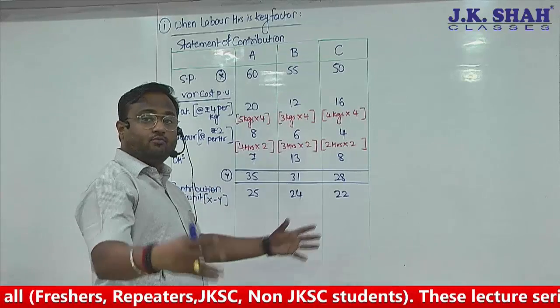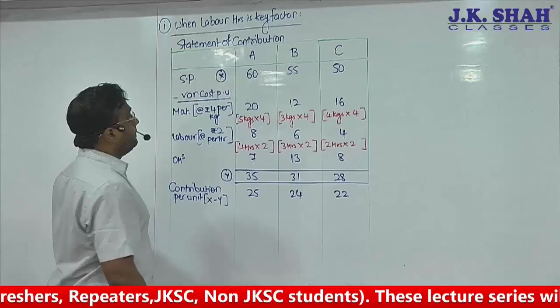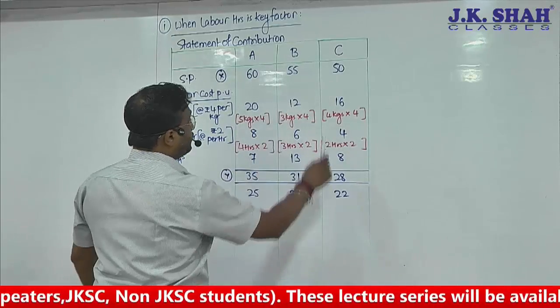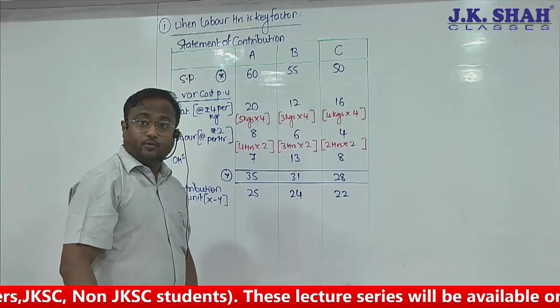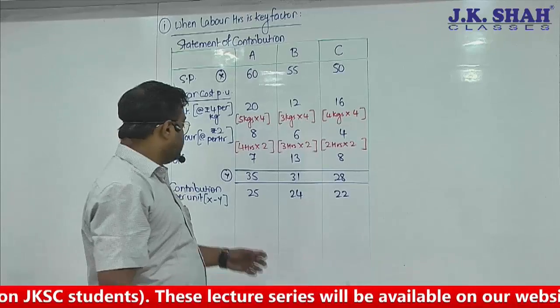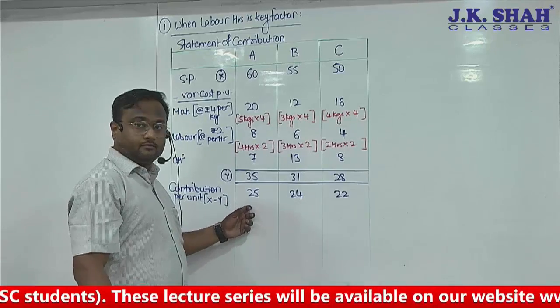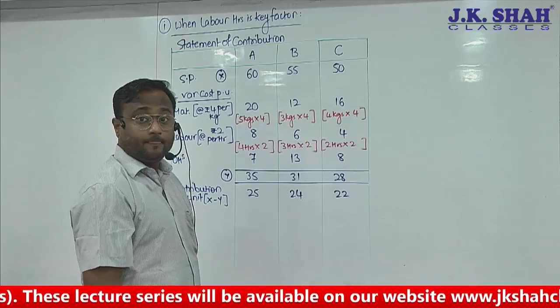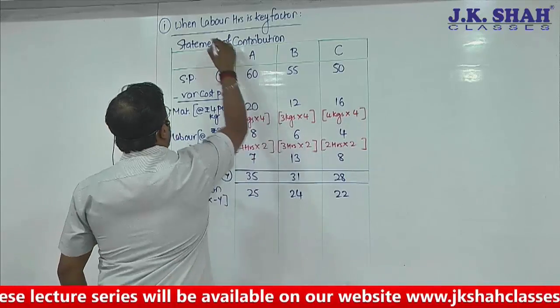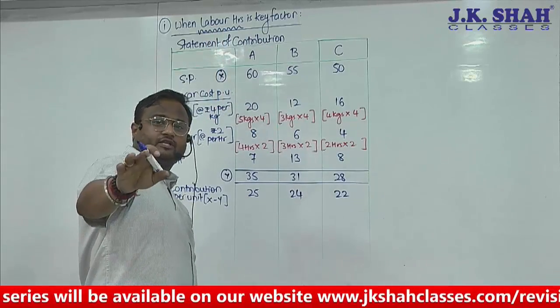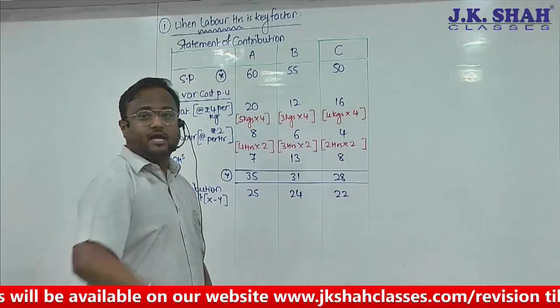Tell me which one is more profitable. A gives me 25 per unit, B gives me 24 per unit, C gives me 22 per unit. Which one is more profitable? Naturally our answer is A, then B, then C. But you cannot do it that way. Understand one thing. What is your key factor? Labor hours.